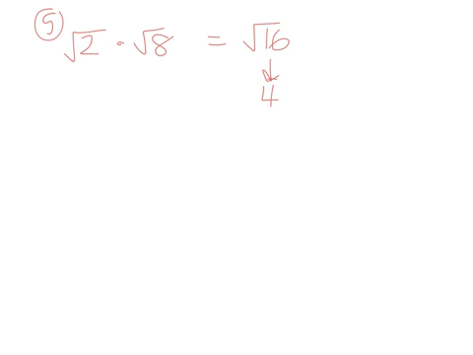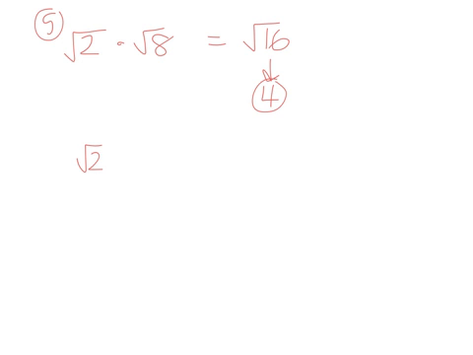The next example I want to do is, I think this is number 5, radical 2 times radical 8. So this one, the easiest thing to do is multiply it together. Radical 16. Radical 16 is a perfect square. It equals just plain 4.